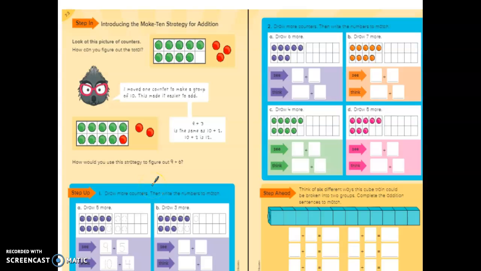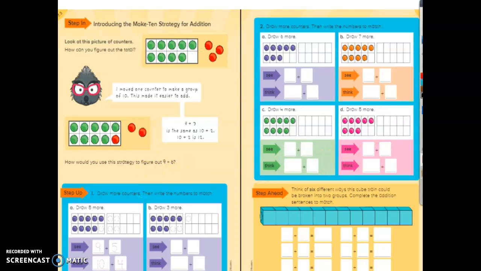Number 1 says draw more counters, then write the number to match. So I'm going to draw a tiny circle. So A says draw 5 more. So we have 1. We want to make the 10 frame whole. 2, 3, 4, 5. Okay, I drew my 5 more.